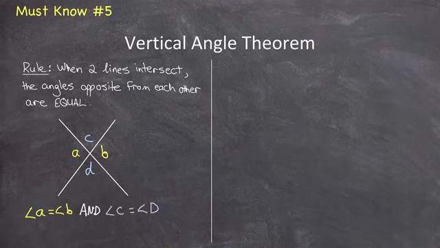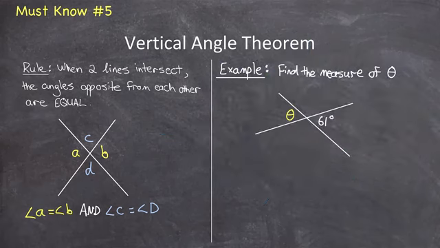So a really quick, easy example. It asks me to find the measure of angle theta. Well, I notice I have two lines that are intersecting, so the angles opposite from each other, theta and 61, must be equal to each other. So for that one, we could just state theta equals 61 degrees.